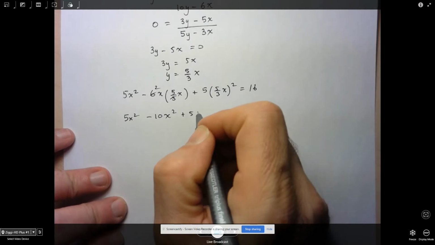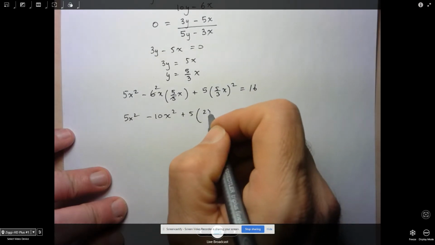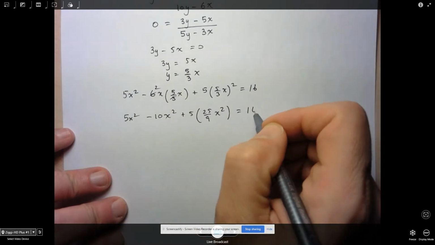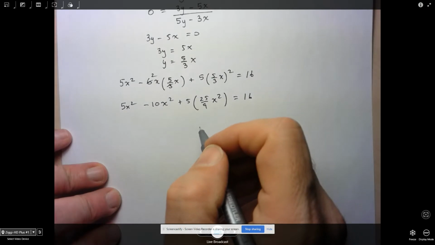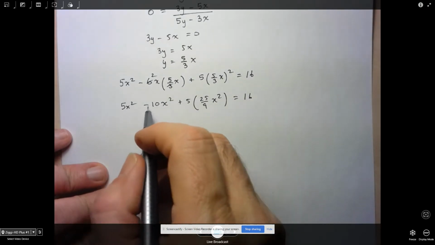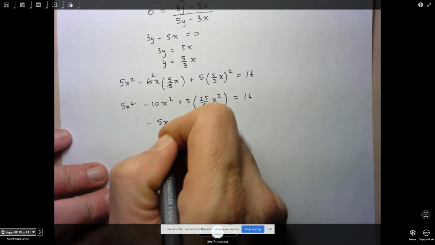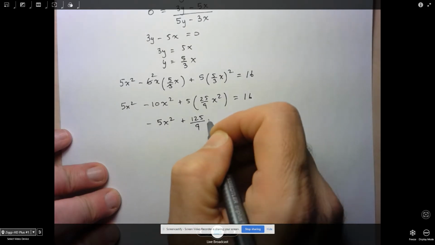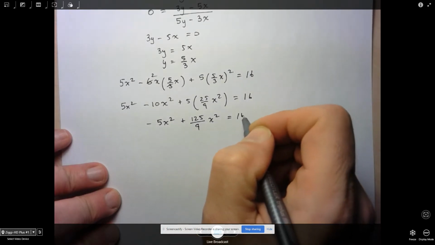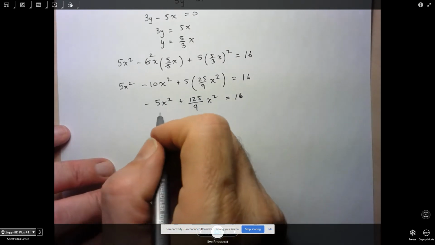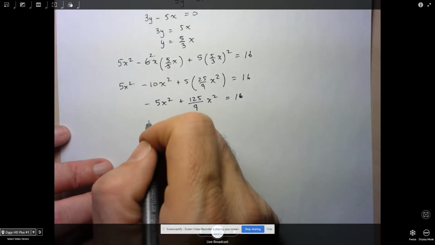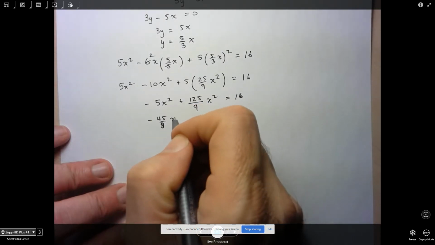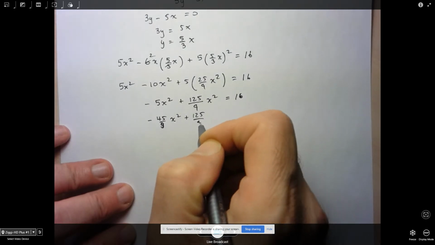And here plus 5 times, well, let's square this here. So it's going to be 25 over 9x squared. And I see yet another like term, so that makes life a lot easier. So here we have 5 minus 10, so we have negative 5x squared. And here we're going to be left with plus 125 over 9x squared. So let's keep simplifying here. So let's put this over 9. So it's going to be negative 45 over 9x squared plus 125 over 9x squared.